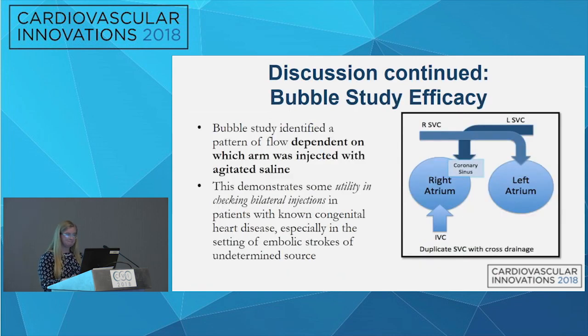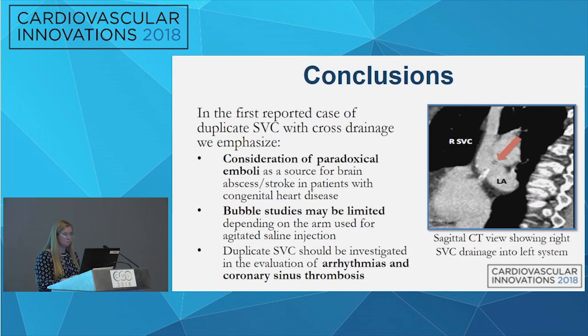because of the shunt. The last important concept here is that the bubble study did identify a pattern of flow that was dependent upon which arm was injected with agitated saline. Because she happened to have a right peripheral IV in place, when saline was injected to that arm, it showed the right to left shunt, but had it been injected into the other arm, we would not have seen the abnormality. So there may be some utility going forward in checking bilateral injections in patients with known congenital heart disease, especially in ESUS, embolic strokes of unknown source, or brain abscess.